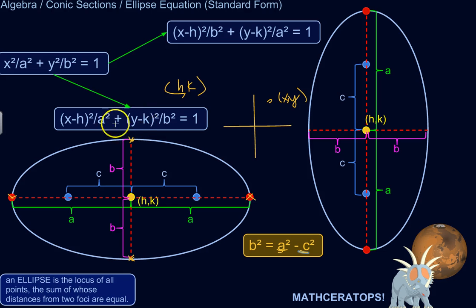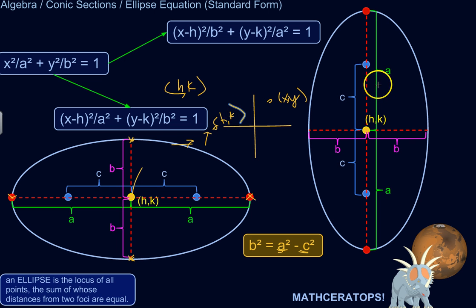Okay, and then (h, k) again is the coordinates of the center of the ellipse. So x minus h shifts the ellipse over by h to get the x coordinate of the center over to h, and y minus k shifts it up, so that the center moves away from the origin to (h, k). Okay, so that's what all the pieces mean.